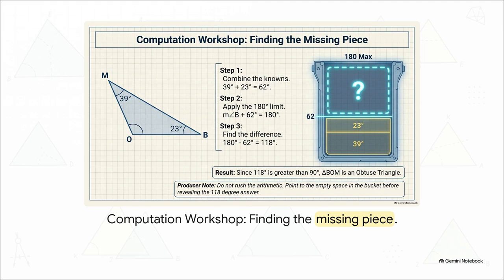We have triangle BOM here. We know 2 of the angles, 39 degrees and 23 degrees. But angle B? That's a mystery. So step 1, combine what we know. 39 plus 23 equals 62. Now think of the triangle's capacity like a bucket that can hold a strict maximum of 180 degrees. We've already filled 62 degrees of it. Steps 2 and 3, apply the limit and find the difference. 180 minus 62 reveals that our missing piece is exactly 118 degrees. And hey, because 118 degrees is far greater than 90, we can accurately classify triangle BOM as an obtuse triangle.